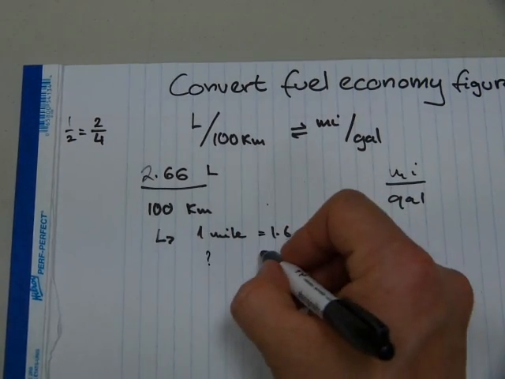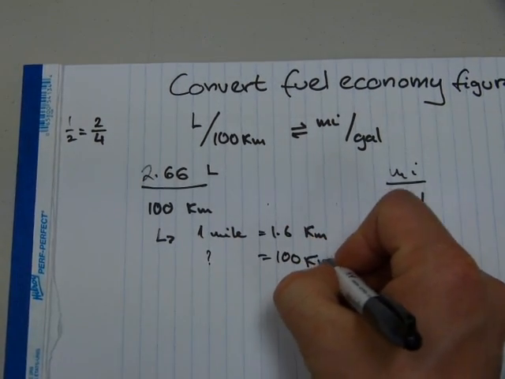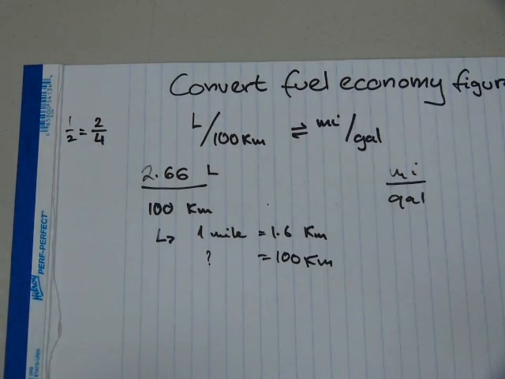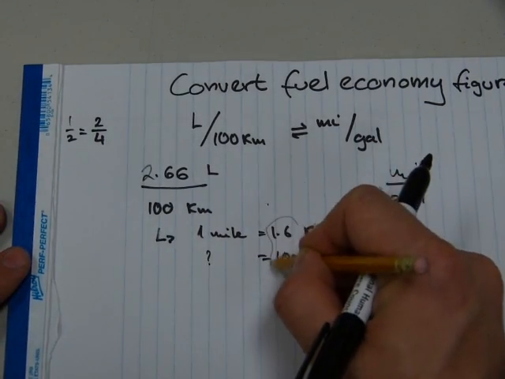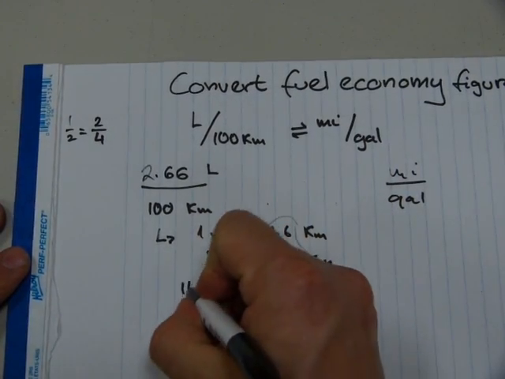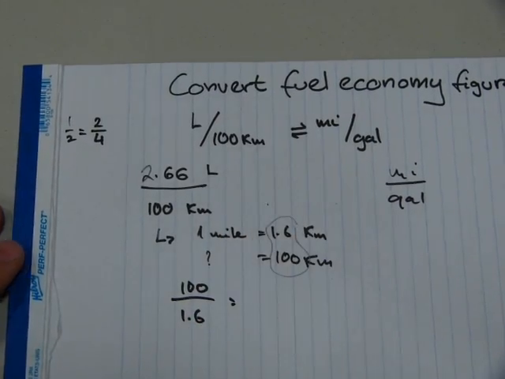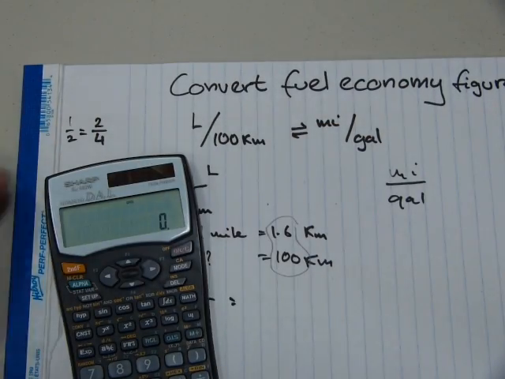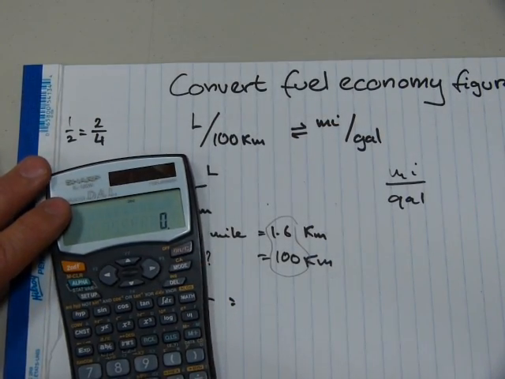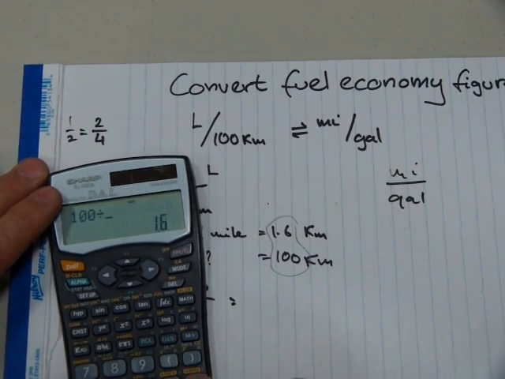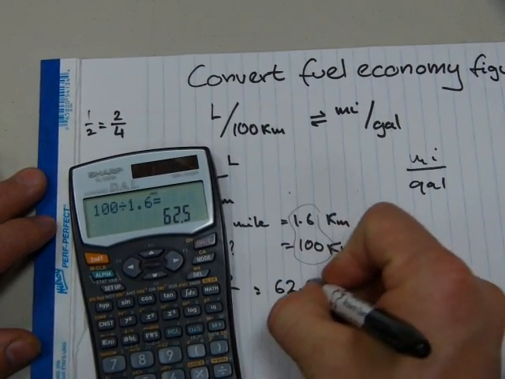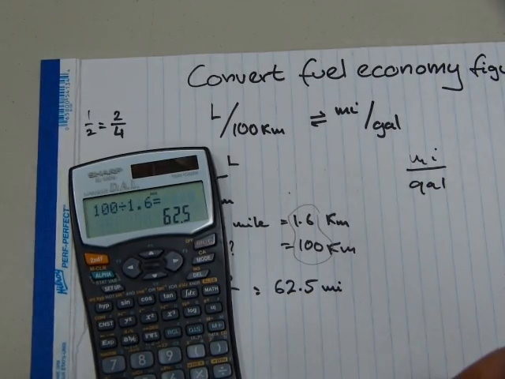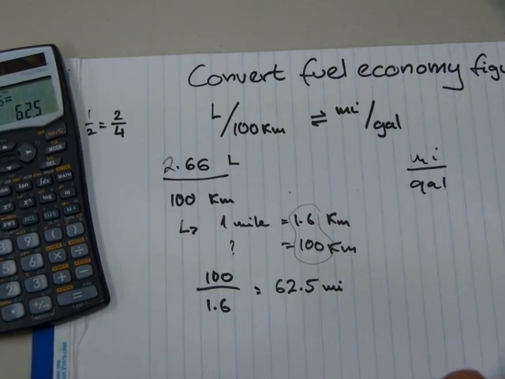Then how many miles is 100 kilometers? To solve this ratio and proportion, you've got these two amounts here. We have to divide the 100 by the 1.6, and when we do so, what do we get? 100 divided by 1.6, 62.5. We're going to get 62.5 miles. So that's the denominator.